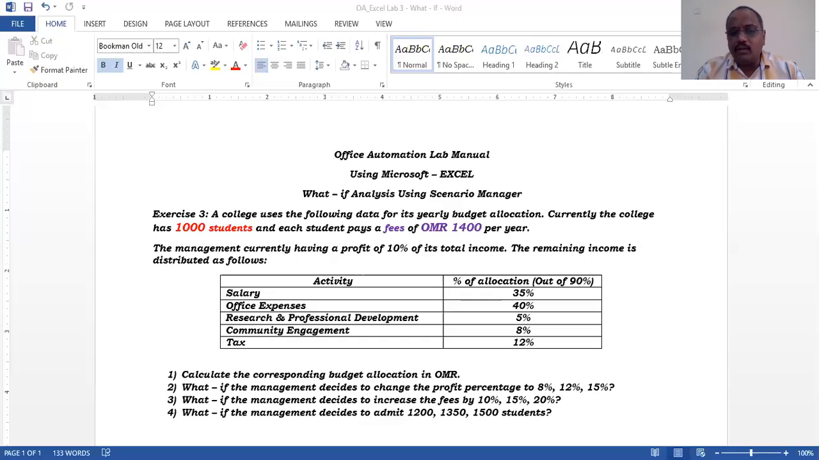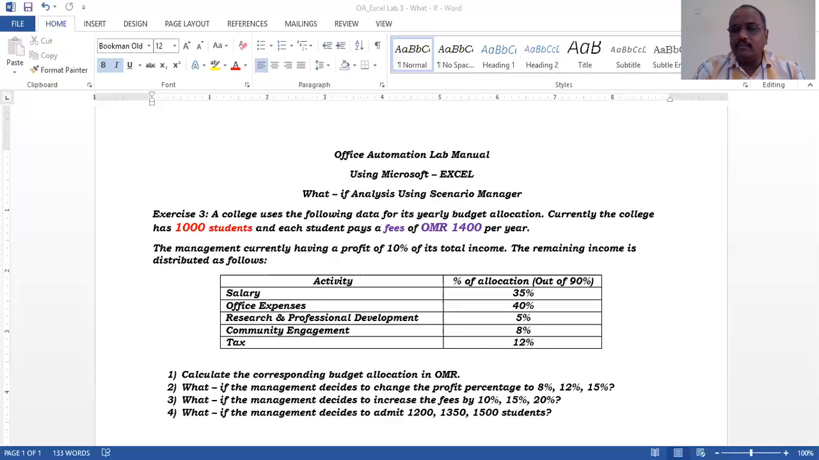The second condition: what if the management decides to increase the fees by 10%, 15% and 20%? Currently, the college is collecting fees of 1400 Omani Riyals. If they increase the fees, for example by 10%, 15%, 20%, what are the changes in the profit? How will the changes affect other allocations? We are going to discuss this in the second question.